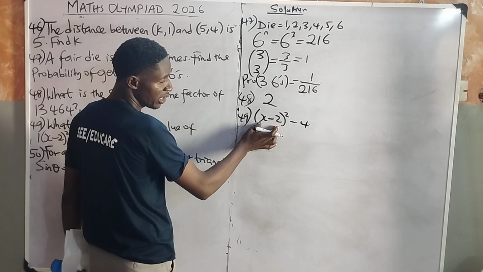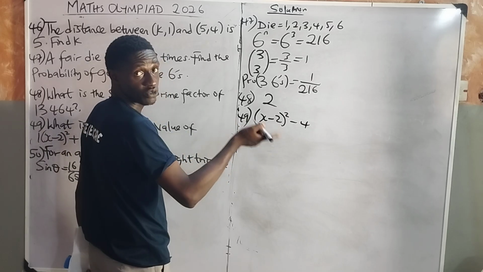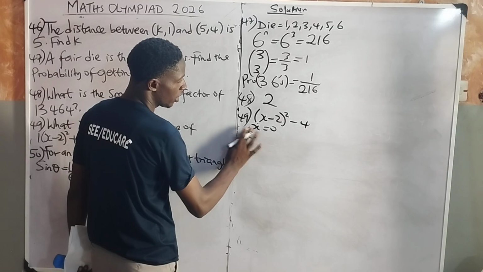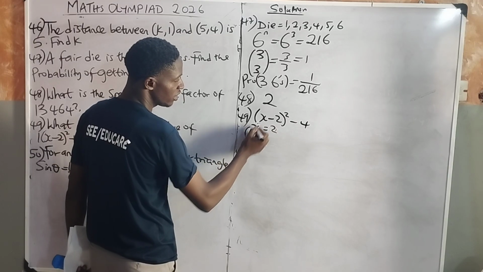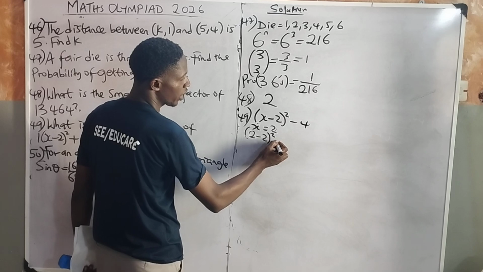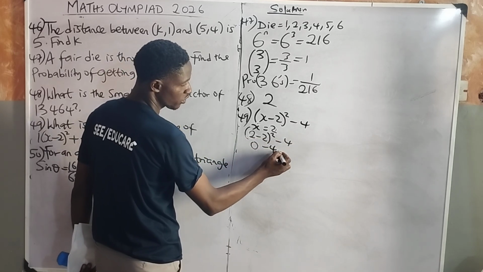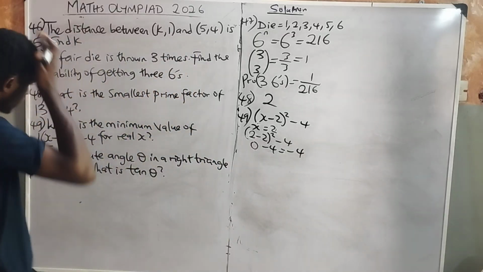The number that you put there that will make it to be 0 is when x is equal to 2. So if x is 2, putting it here, we have 2 minus 2 all square minus 4. This is 0. 0 square is 0 minus 4. So the answer is minus 4.